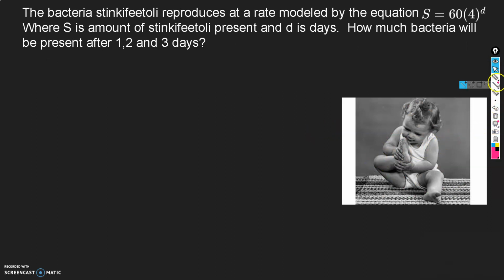The bacteria, let me grab my pen again. The bacteria Stinky Feet Oli reproduces at a rate modeled by the equation S equals 60 times 4 to the d power, where capital S is the amount of Stinky Feet Oli present and d is in days. How much bacteria will be present after 1, 2, and 3 days? Okay, after 1 day, we're going to plug in 1 for d. We will have 60 times 40 to the 1 day. So this is just 60 times 40, which will be 2,400.